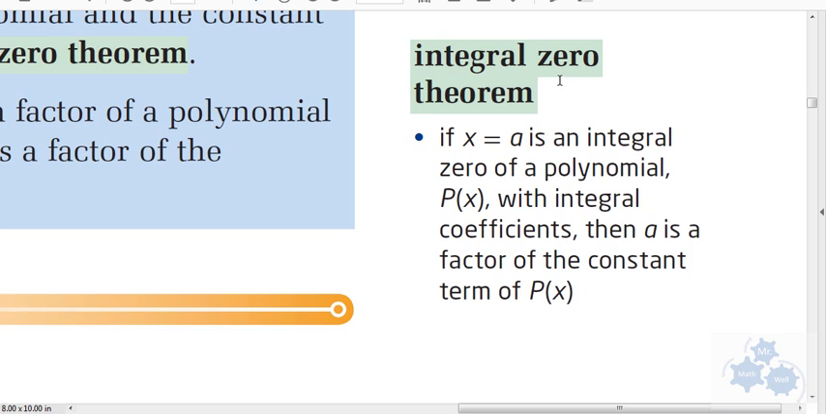So what does the integral zero theorem state? It states this. In the technical terms, it says this. If x equals a is an integral zero, so an integer that is a zero of the polynomial p of x, with integral coefficients, then, that's integers, then a is a factor of the constant term of the polynomial.